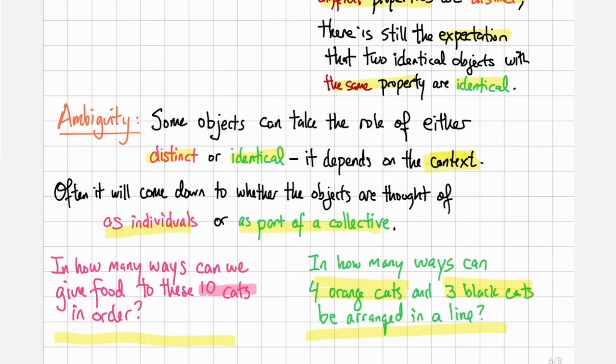So even though in both questions we're talking about some number of cats, in the first question we're thinking of them as individuals and therefore we think of them as distinct, whereas in the second question we think of them as part of a collective and therefore as identical when they share the same property.